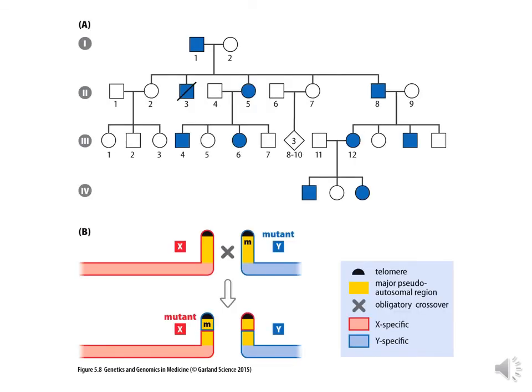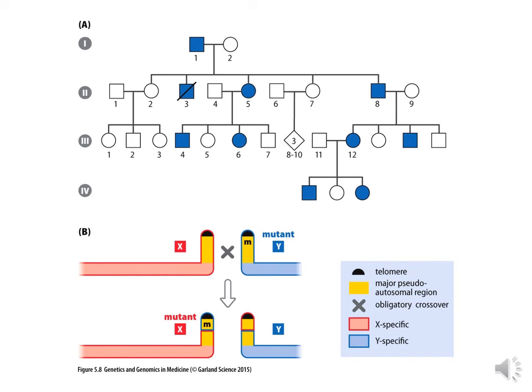This slide depicts pseudoautosomal inheritance and XY recombination. In A, in the pedigree, affected individuals are heterozygous for a mutation in the major pseudoautosomal region, as we showed you in the previous slide. And the disorder shows dominant inheritance as a result.